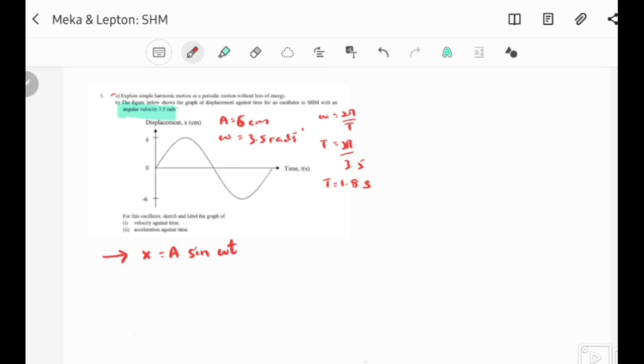So, graph ini graph sine. Kenapa graph sine? Tengok balik. When t is 0, displacement also 0. Maksudnya betul lah, graph kita ni graph sine. So, A kita dah ada. A kita 6 cm. Omega pun dah ada 3.5. So, this is our equation untuk displacement.